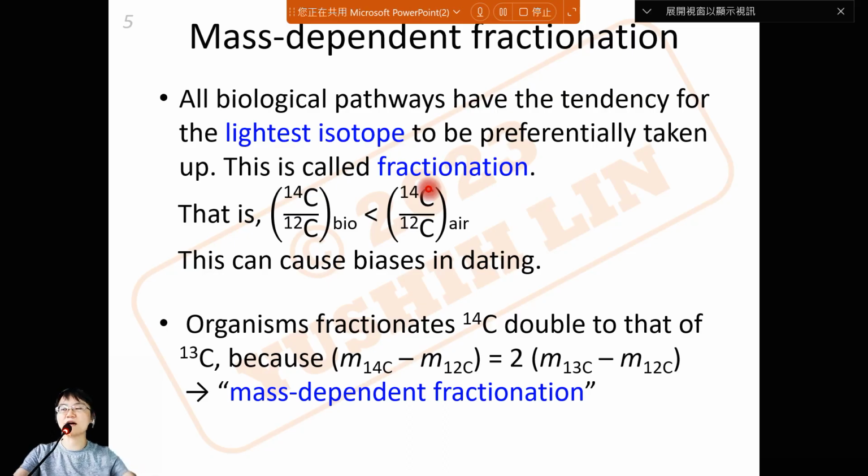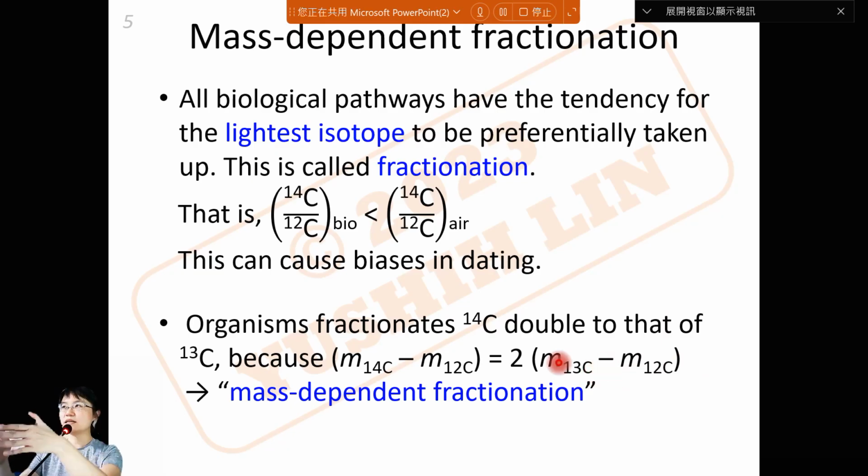Scientists have figured out how to correct for this. Organisms fractionate C14 double to that of C13 because of the mass difference. The atomic mass of C12 is 12. The atomic mass of C14 is 14, so the difference here is 2. The atomic mass of C13 is 13, so the mass difference here is 1. The mass difference here is twice the mass difference here.